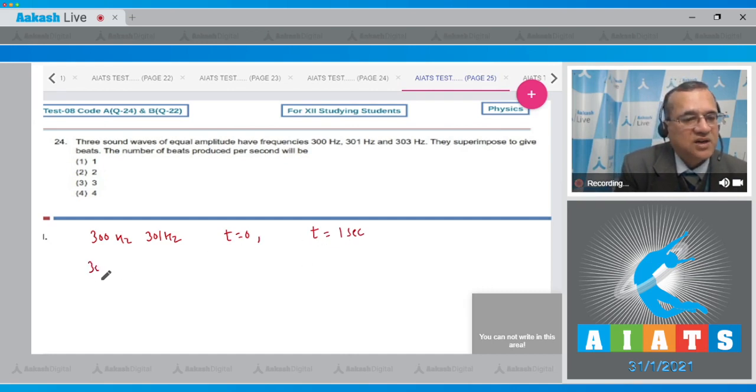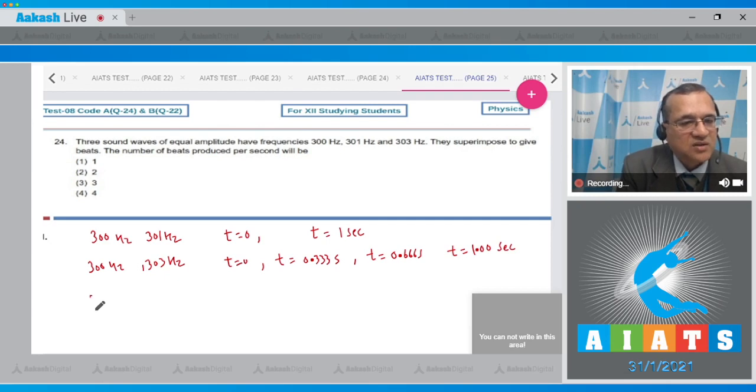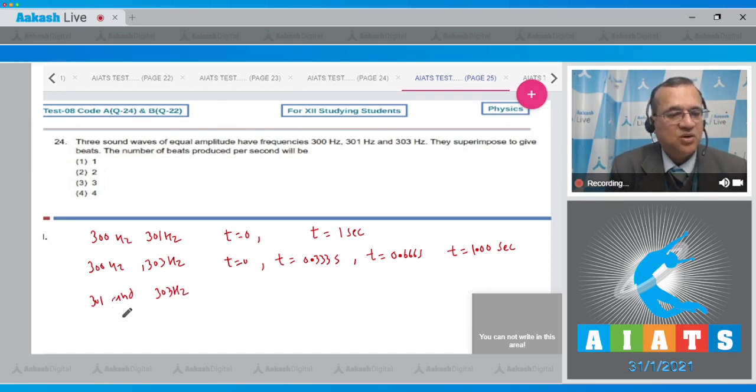And for 300 Hz and 303 Hz, 3 beats will be heard per second at regular intervals. At t equal to 0, then at t equal to 0.333 seconds, next will be at t equal to 0.666 second, and next will be at t equal to 1.00 second. And in the third case, when 301 and 303 Hz are overlapping, then 2 beats are heard. So that means the loud sound will be heard at 0.5 second intervals.